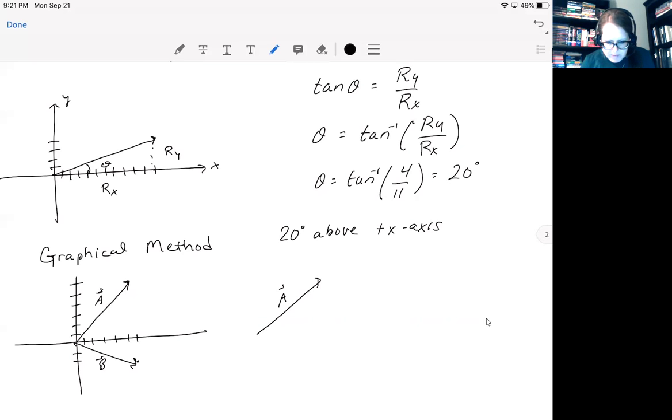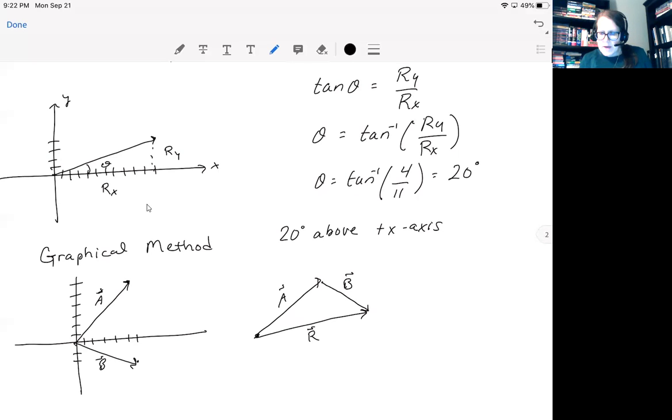And then if you're going to put B starting at the tip of A, you'd have to do something like that. And if you're looking at the resultant, you go from where you started to where you ended, and your resultant vector looks like this one. And you can see that it looks like the resultant vector that we had before in this picture over here.